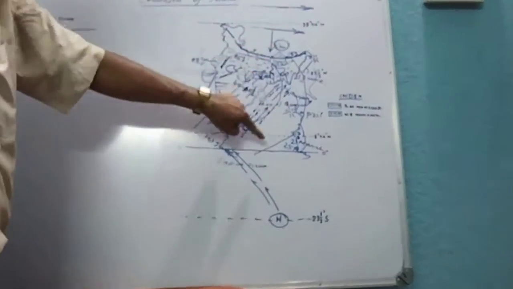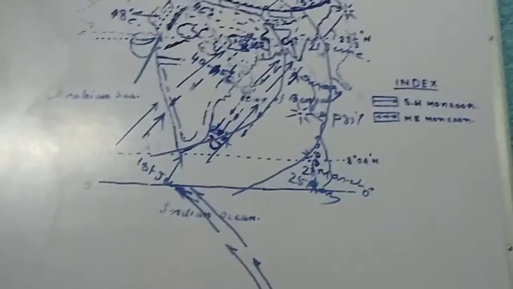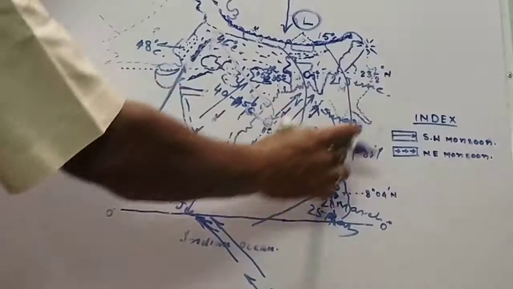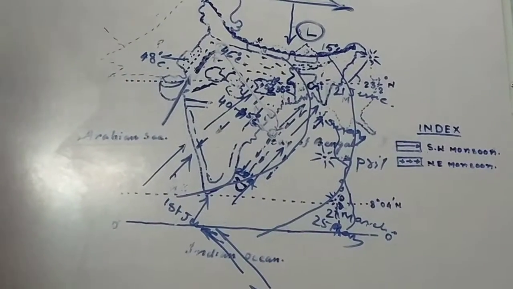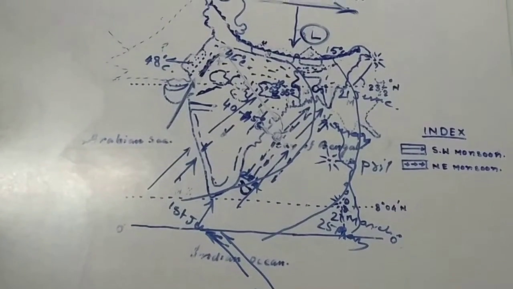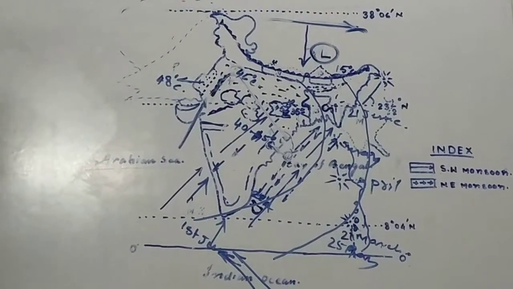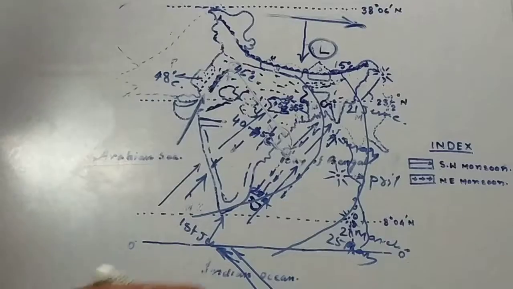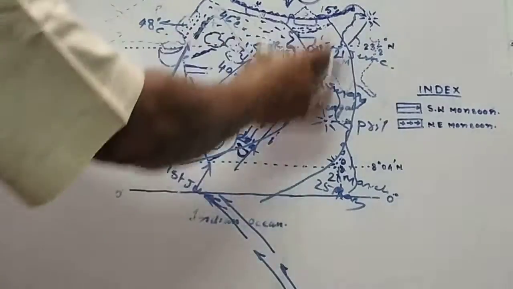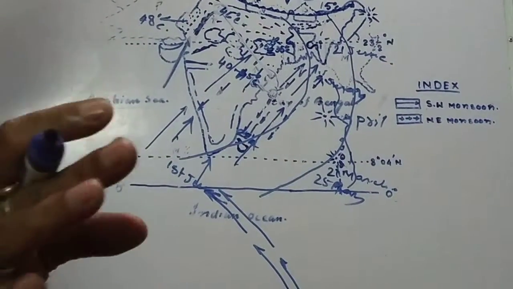This is called the monsoon axis. What is the monsoon axis? Actually, these are the isohyets. Isohyet means the line joining the stations having the same amount of rainfall. All these are isohyets. This is called the axis of monsoon.